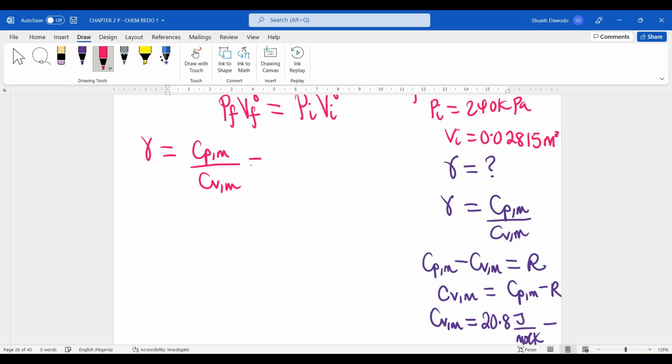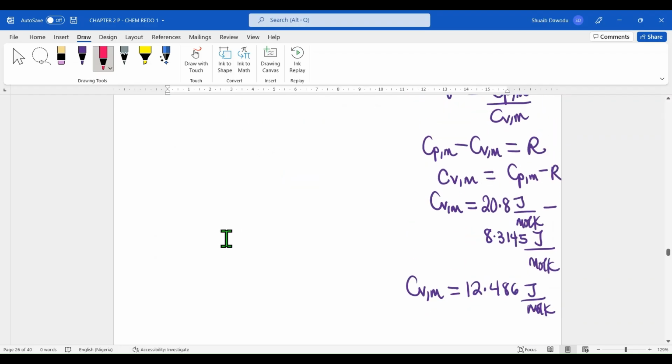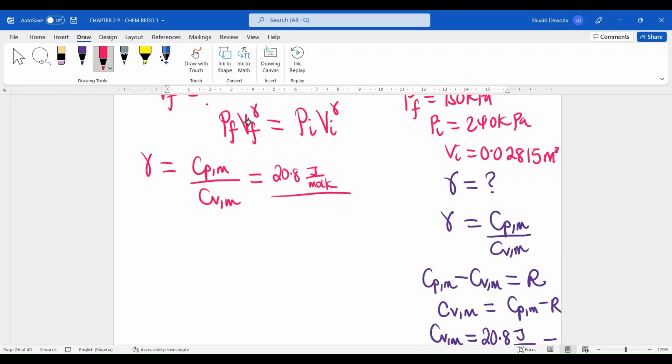So that's just simply CP,m, which we know to be 20.8 joule per mole Kelvin, divided by CV,m, which is just 12.486 joule per mole Kelvin. Cancel out the joules, the mole Kelvin. So gamma is just simply 20.8 divided by 12.486, which is just 1.666.